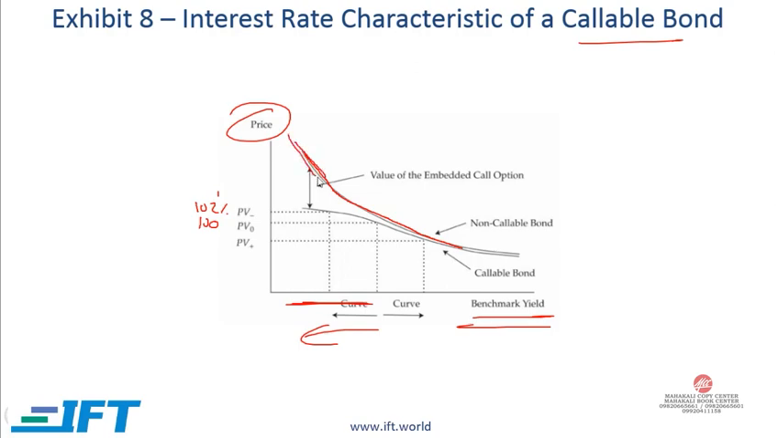For a straight bond, this slope, which is an indication of interest rate sensitivity, is relatively high, but for a callable bond, the interest rate sensitivity is relatively low. At very high yields or high interest rates, there is not much difference between the non-callable bond and the callable bond. The reason is that at high interest rates, the probability of the bond being called is extremely low.